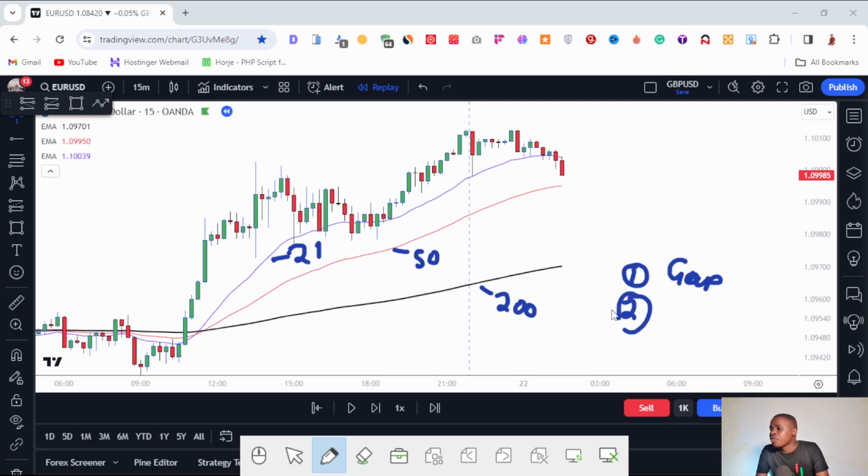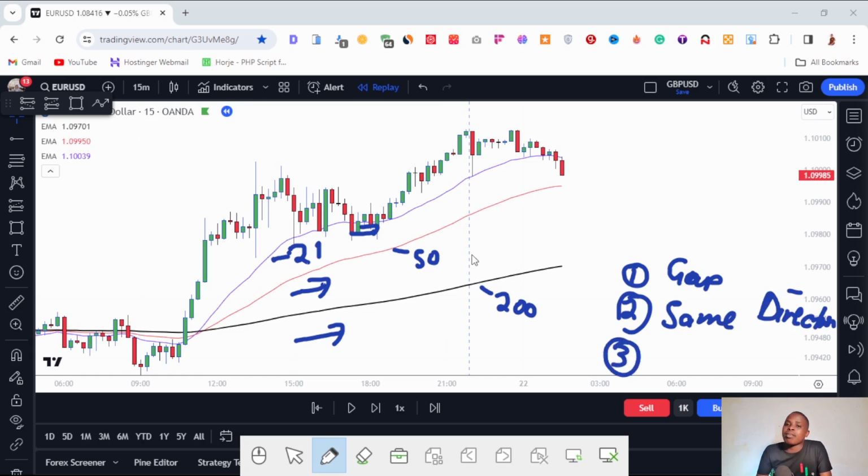Number two, we can see that they are moving up to the upside. If you look here, you can see that they are all moving in the same direction. So are they moving in the same direction? Yes, right? And then for the third one, is the price above all the moving averages for the most part? Yes, the price is above the moving averages. So we're expecting prices to keep going to the upside.